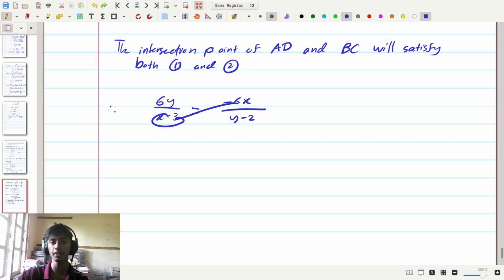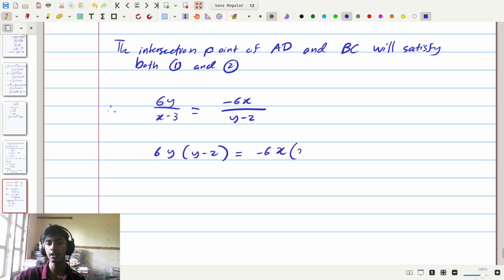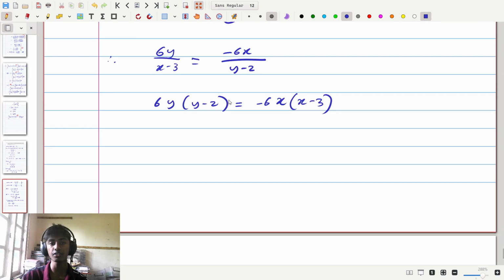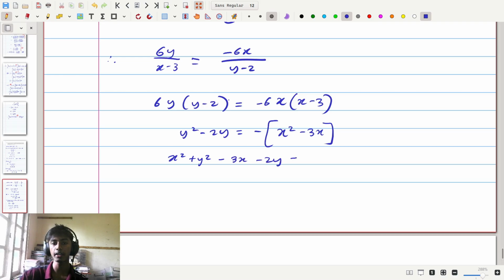Now rearranging, if we take the y minus 2 to the other side and x minus 3 to this side, we'll get 6 times y minus 2 equal minus 6 times x minus 3. Dividing both sides by 6, we'll get y times y minus 2 equal minus x times x minus 3, and therefore we'll get y squared minus 2y being equal to minus x squared plus 3x. Now taking this to the other side, we can get the equation x squared plus y squared minus 3x minus 2y equals 0.